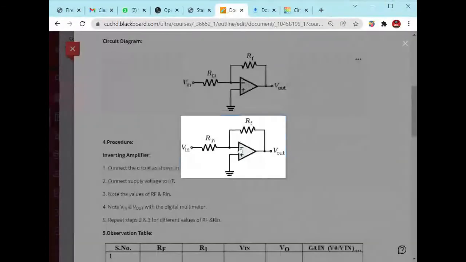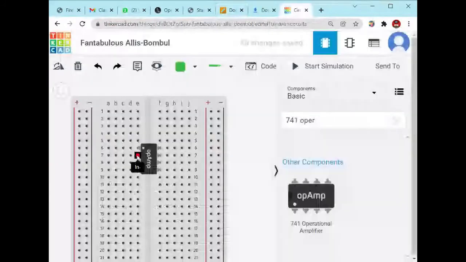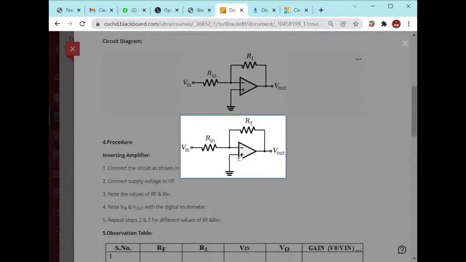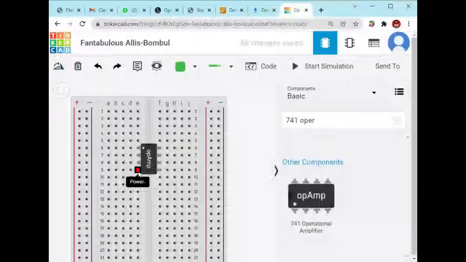This is the negative pin, and that should be connected through the Rin resistor to the input. Similarly, we have to connect this input through the resistor to the input voltage. Then this one is IN positive, so IN positive should be connected to the ground. Then this is the output. The output should be connected to the feedback resistor and back to the inverting terminal. This one is the power connection.